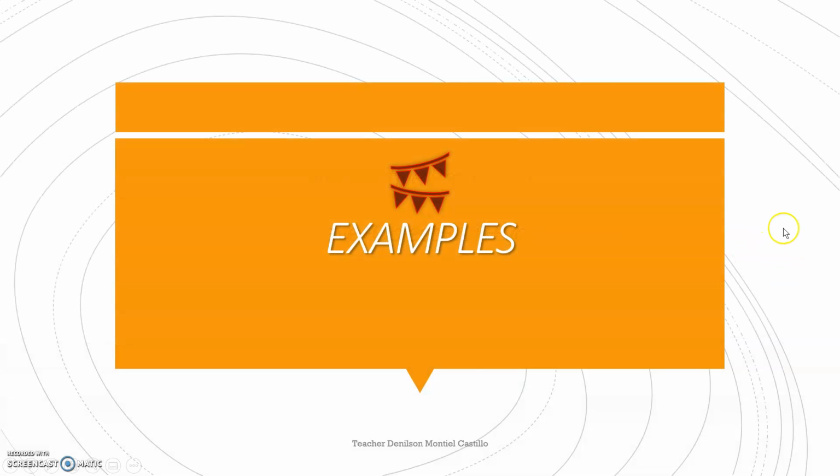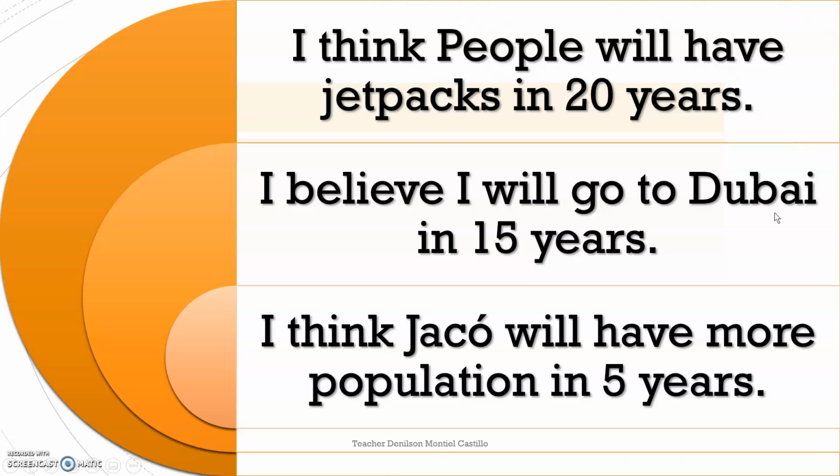Now let's look at some examples for you to see this. The first one says, I think people will have jetpacks in 20 years. So in this case, I is the subject, think, okay? People is the object, will after the object. In this case, have is the verb, and jetpacks in 20 years is the complement of this example.